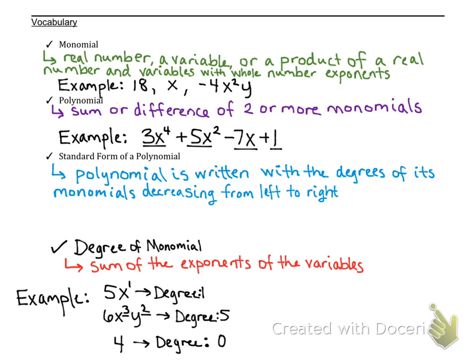So now when we go back to looking at standard form of a polynomial, that is when the monomials' degrees are decreasing from left to right. For example, our example right here that we wrote, 3x to the fourth plus 5x squared minus 7x plus 1 would be considered in standard form because this has a degree of 4, 2, we have an invisible 1 right here, and then 0. So that would be considered written in standard form.